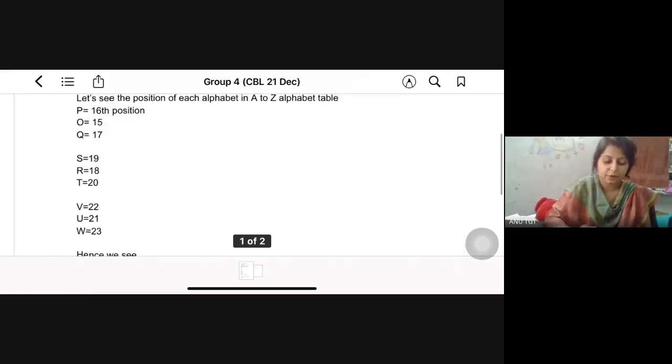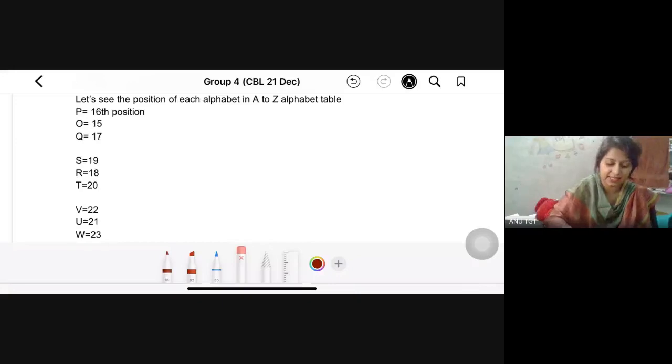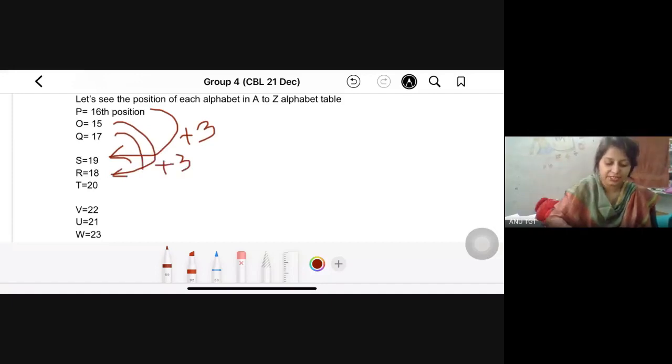From P to S, there is an addition of 3. From 16 to 19, we see 3 is added. Also in the second one, O to R, 3 is added. Q to T, 3 is added. So we see the pattern shows that the next alphabet in the group is 3 positions more.